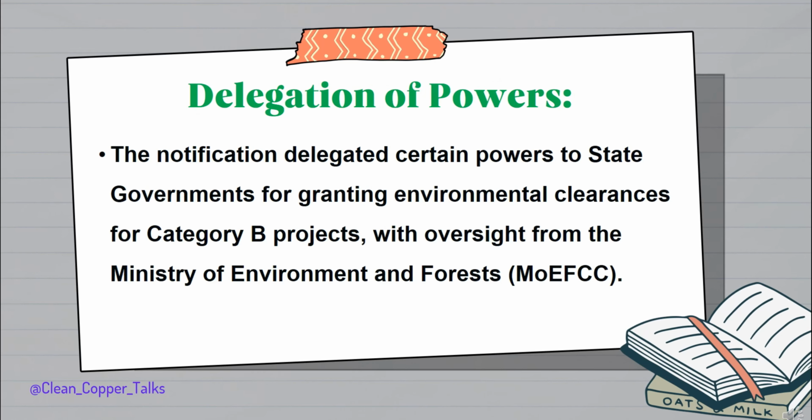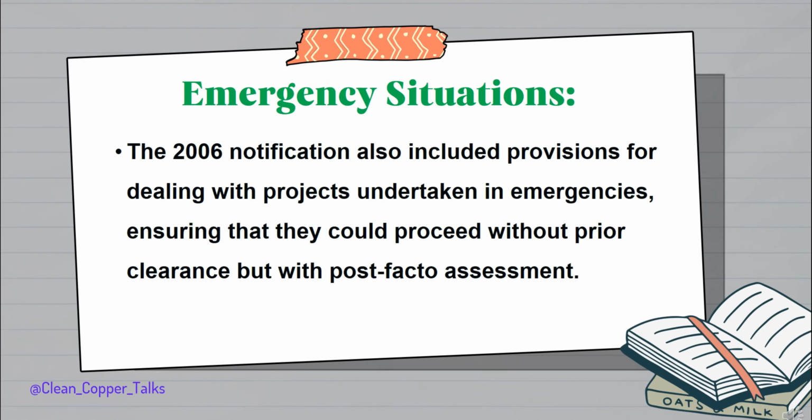Delegation of powers. The 2006 rules delegated certain powers to the states from the central government in respect of granting environmental clearance for category B projects. The EIA 2006 notification also included provisions for dealing with projects undertaken in emergency, ensuring that they could proceed without prior clearance but with post facto assessment.